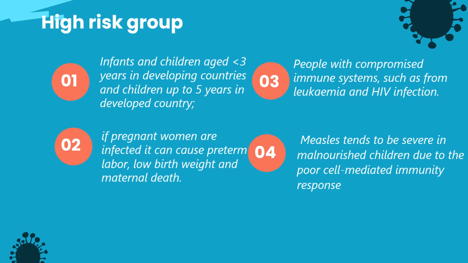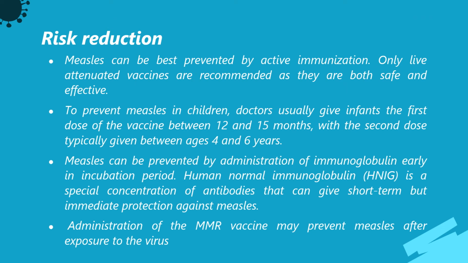High-risk groups. Infants and children aged less than 3 years in developing countries and children up to 5 years in developed countries are a very high-risk group. If pregnant women are infected, it can cause preterm labor, low birth weight, and maternal death. Also, people with compromised immune systems, such as from leukemia and HIV infection, are at high risk. Measles tends to be severe in malnourished children due to the poor cell-mediated immunity response.